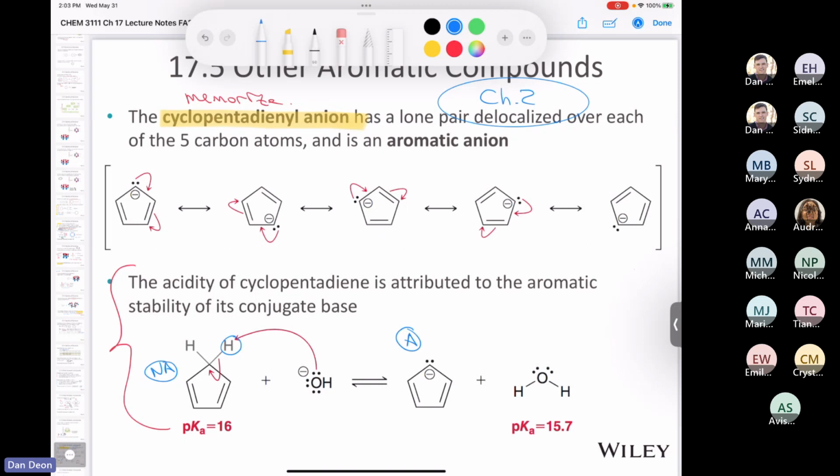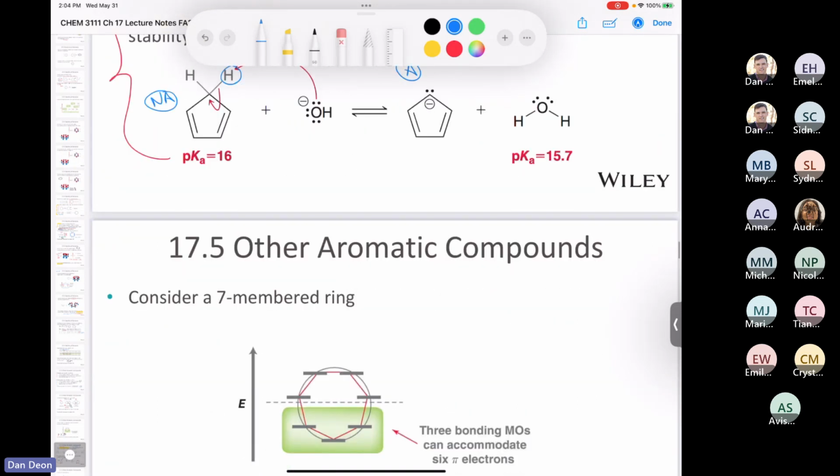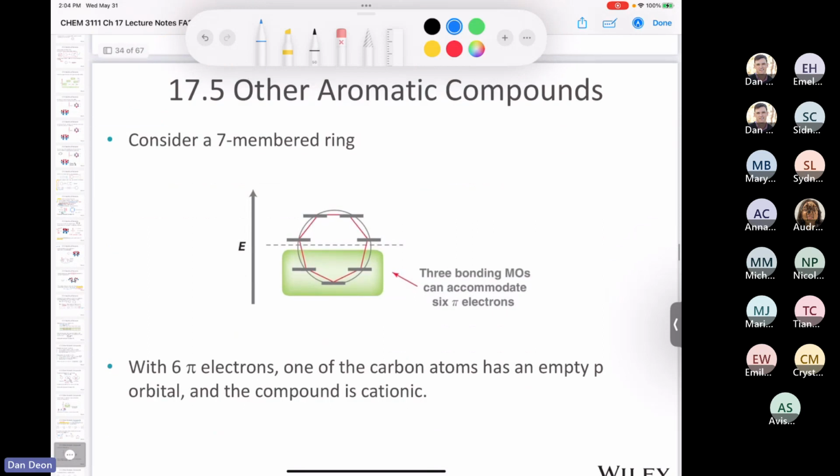Let's do one more example, and then we'll take a break and we'll go and take a look at some heterocycles, okay? Let me show you one more ion, and it's a 7-membered ring with 6 pi electrons. So if you had 6 pi electrons in a 7-membered ring, where you have an empty p orbital and one of the carbons is a cation, it could be aromatic.